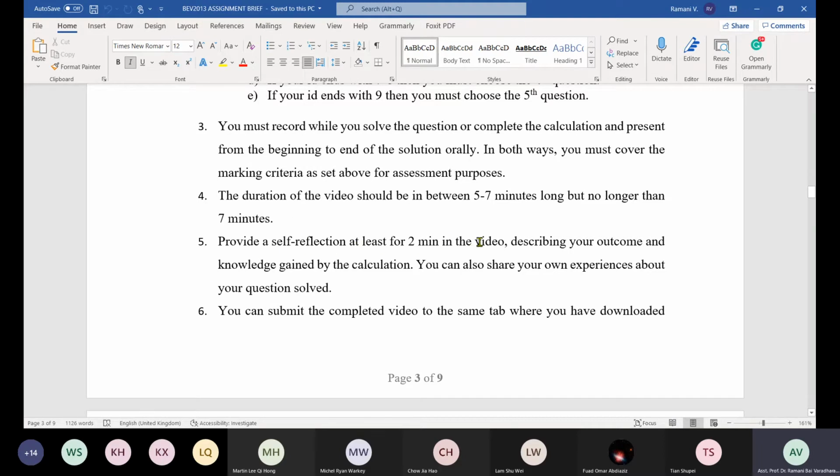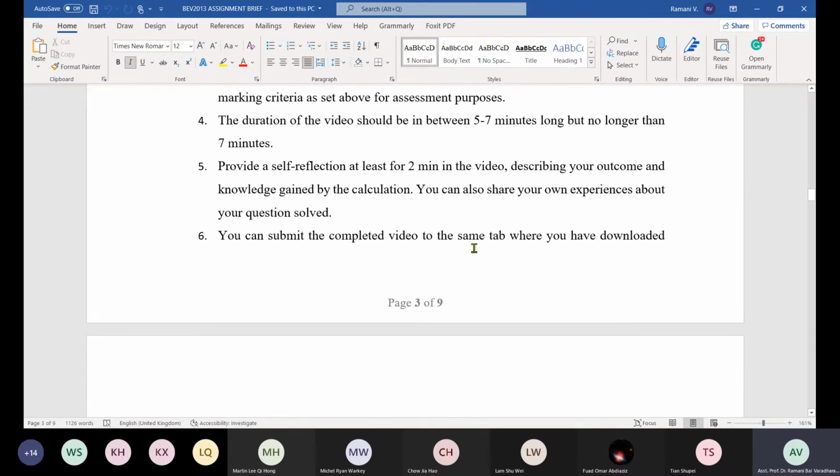Provide a self-reflection of at least 2 minutes in the video describing your outcome and the knowledge gained by the calculation. You can also share your own experience about the question you solved. Imagine you are a site engineer, you're going to fix that particular member and how you're going to address this issue, right? That type of reflection is also very good.